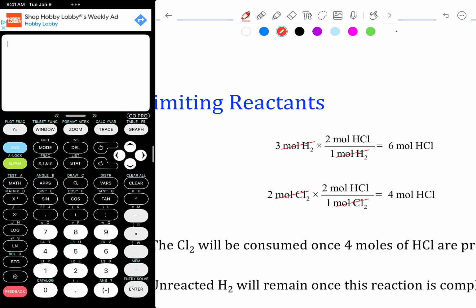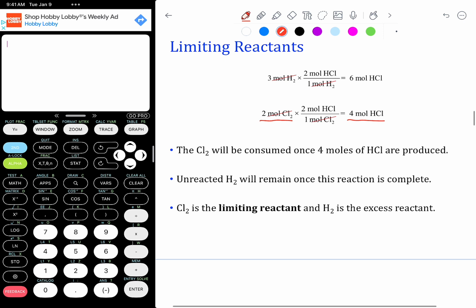And our rule for limiting reactants says, well, whatever produces the lesser amount of product is our limiting reactant. Because this is saying that after I use up all 2 moles of my Cl2, the maximum amount of HCl that I can make is 4. Once I've used that up, I can't create any more moles, so I can't get to 6 moles of HCl. So the Cl2 will be consumed once 4 moles of HCl are produced.